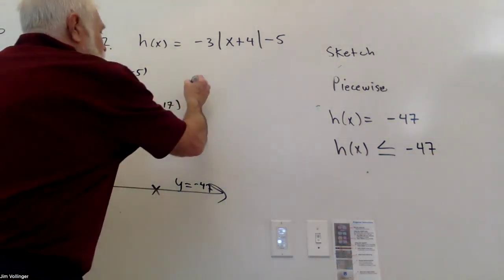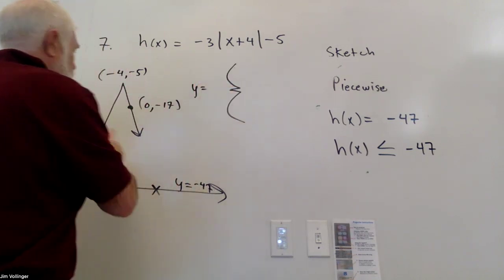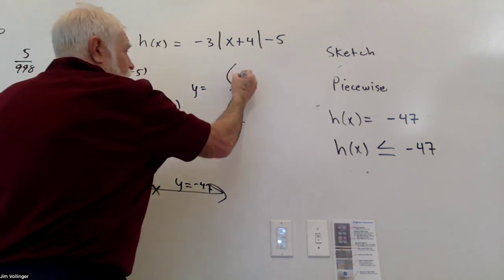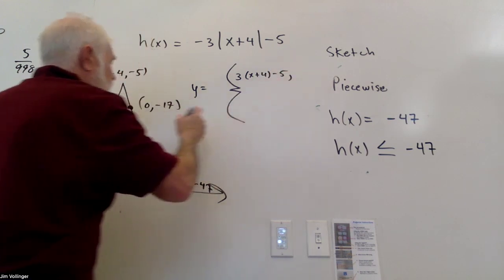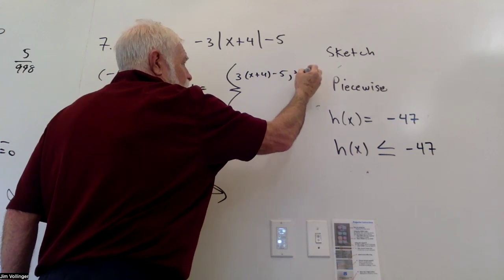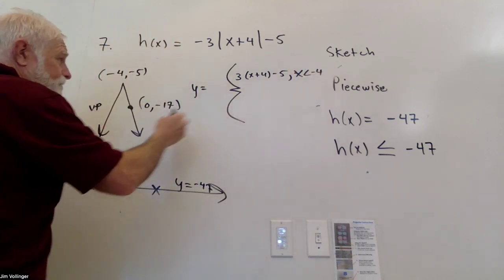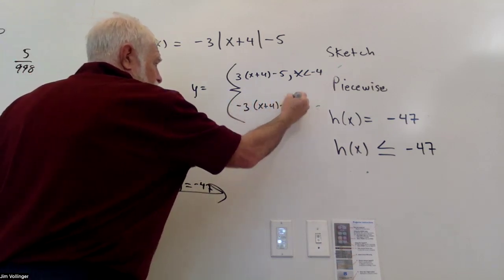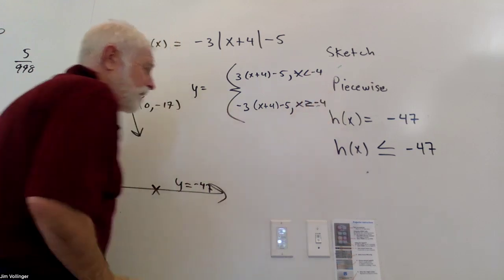Well, let's write it as a piecewise first. Let's get Alfred Hitchcock up on the board. All right, so going up on the right. That's a linear function, 3 times x plus 4 minus 5. But we're only doing that for x values once they get past -4, so less than -4, I'm doing that. Then I'm going down, -3 times x plus 4 minus 5. But that happens when x's are greater than or equal to -4.